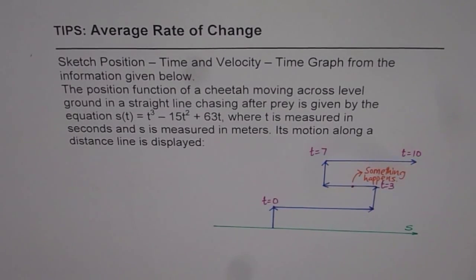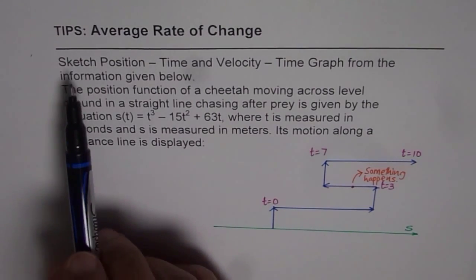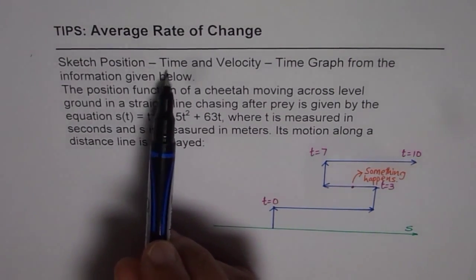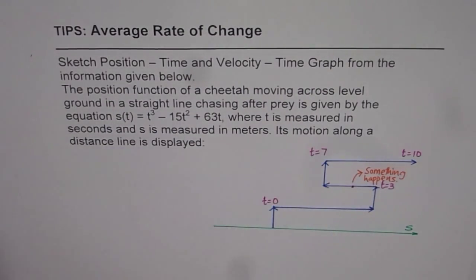I'm Anil Kumar, and here we have an excellent question on average rate of change. We need to sketch position time and velocity time graph from the information given below.